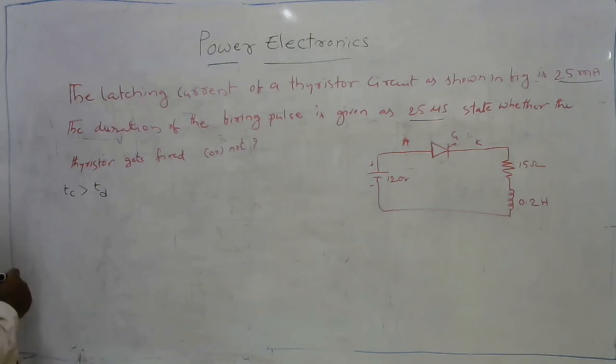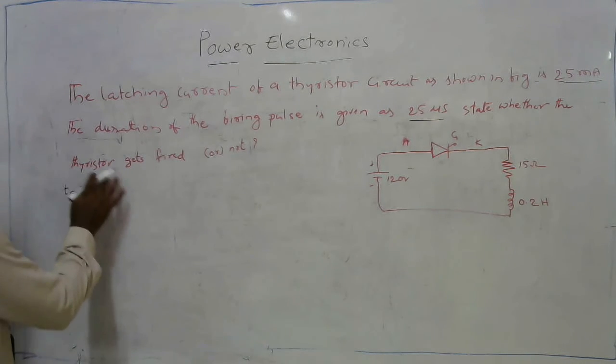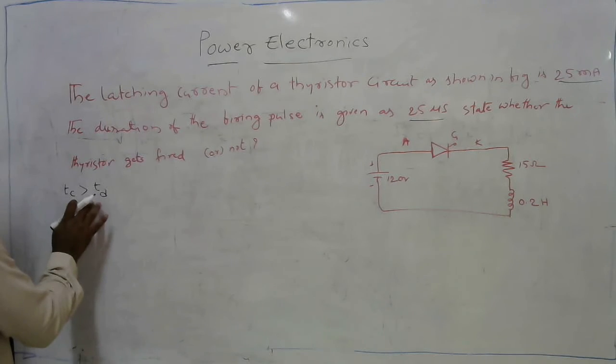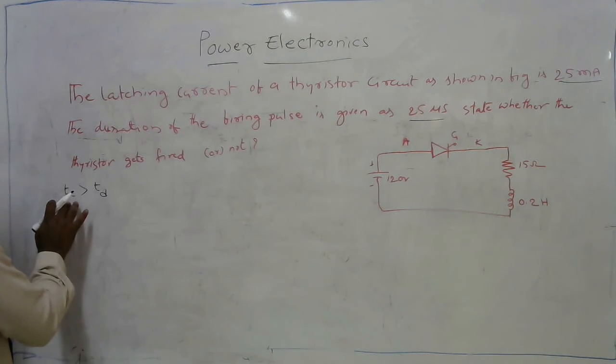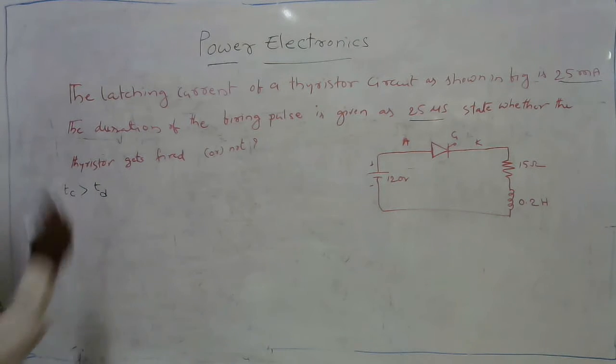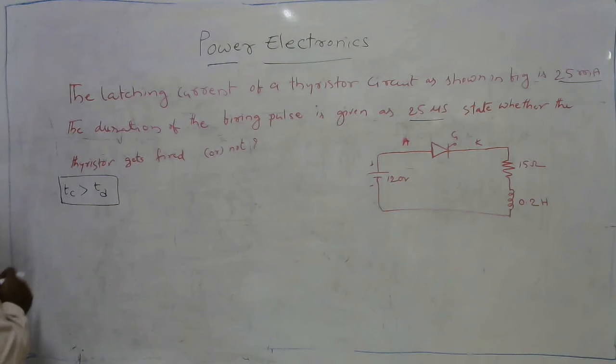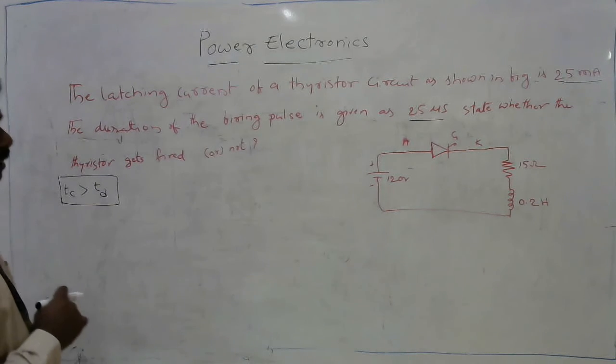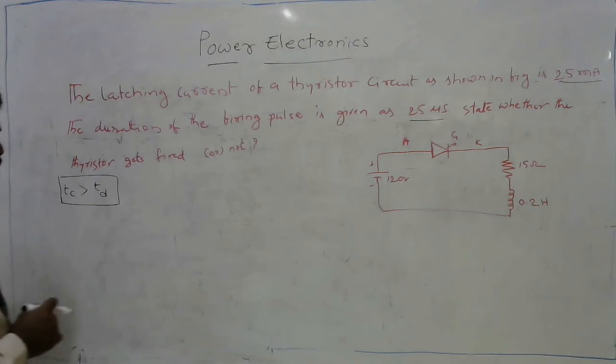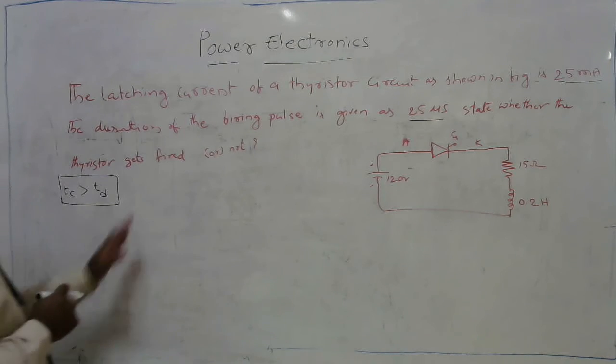What does it mean? Device turn off time must be less than circuit turn off time. In other words, circuit turn off time must be greater than the device turn off time. This is the condition that we have to remember. Then only we can say whether the thyristor gets fired or not. For that, we'll see once.